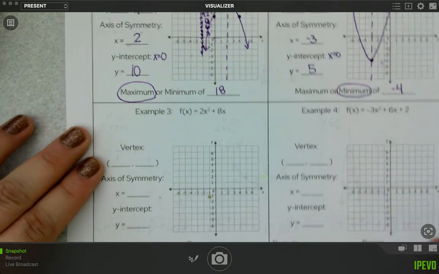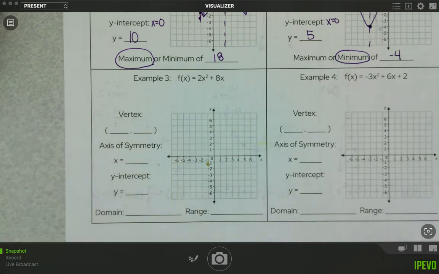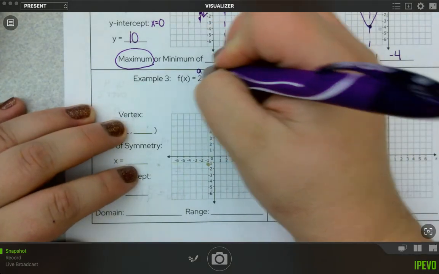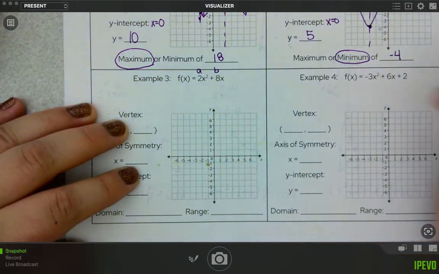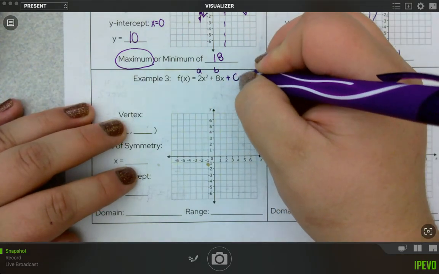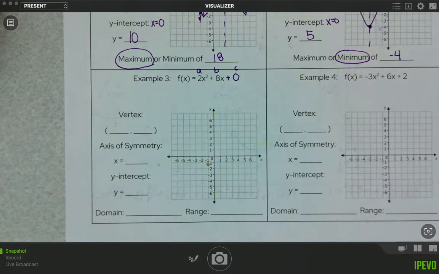Let's do 2 more. This third one's a little funky because it's 2x squared plus 8x. So you have an a value, a b value, but no c value. So it could be a 0 at the end. We call that a 0 placeholder. And you only use it if that piece is missing entirely.